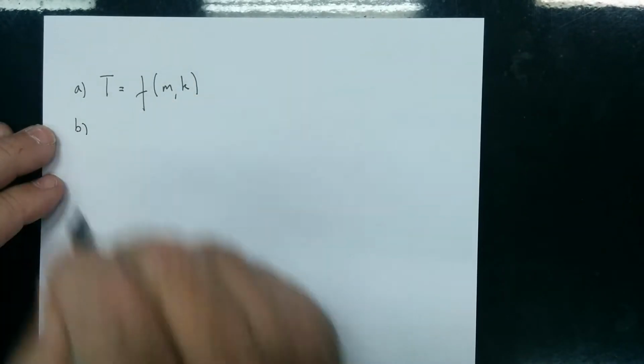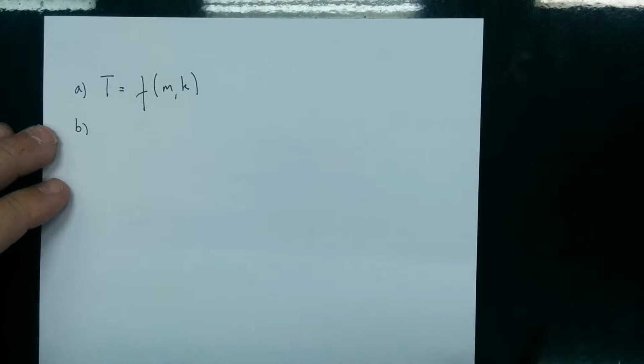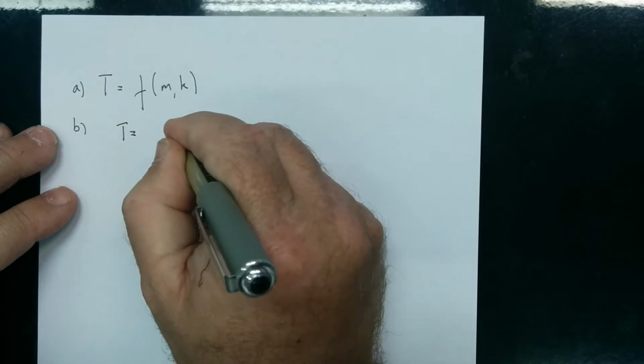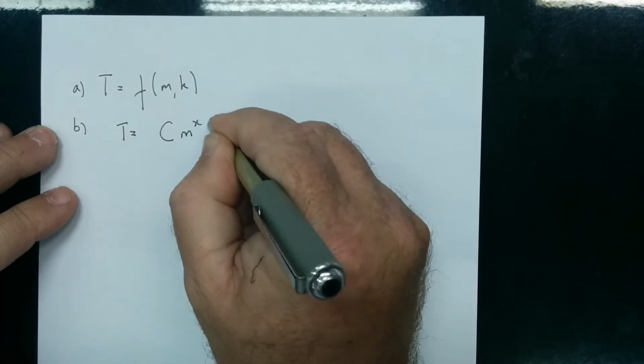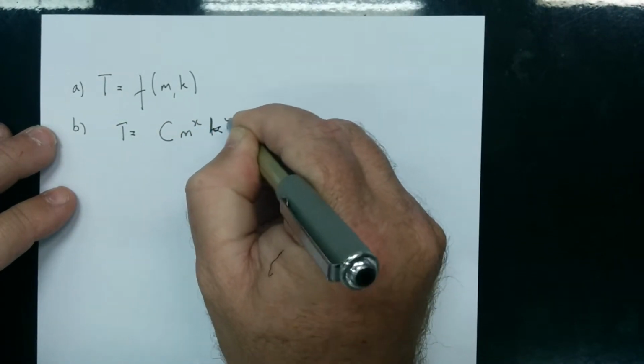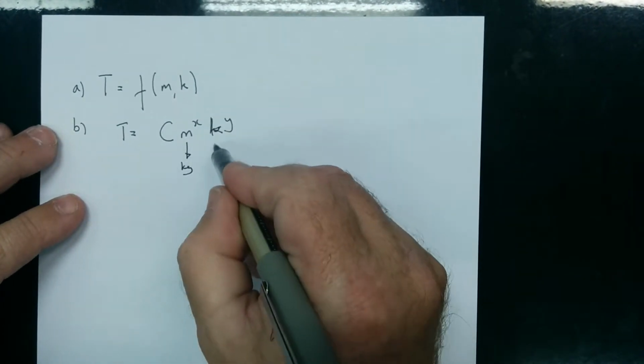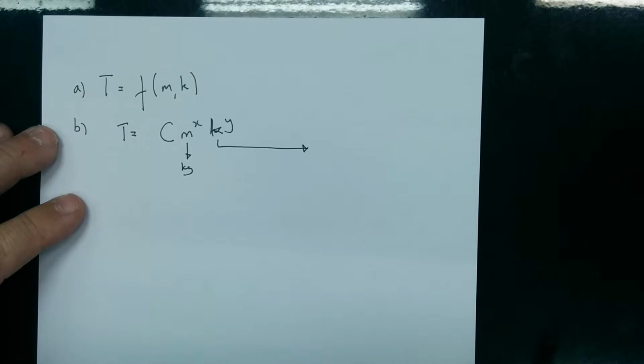The second part of the question asks you to use dimensional analysis to determine a possible equation for the period T of a body oscillating on a spring. So we've done this in class 18 times. So T is C m to the x, k to the y. Well, we know the dimensions of m are kilograms, but we need to determine the dimensions of k.